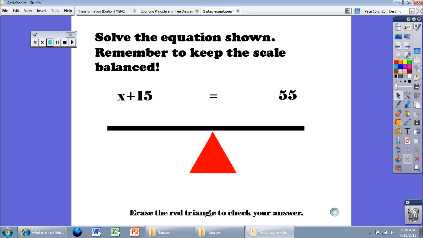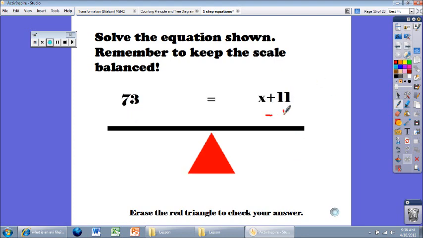Alright, if I want to solve this equation, it says x plus 15 equals 55. Opposite of plus is minus. So minus 15 to both sides. Minus 15. And so take 15 away from both of those. So x equals, that's going to be 40. Okay? We can always do our check step.